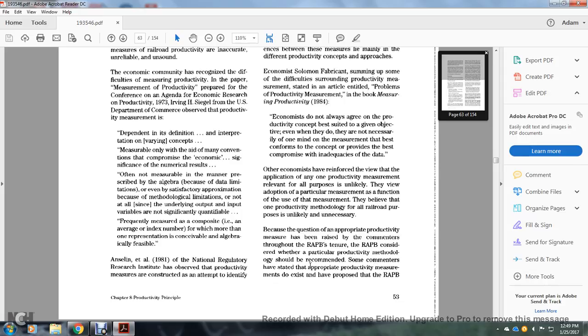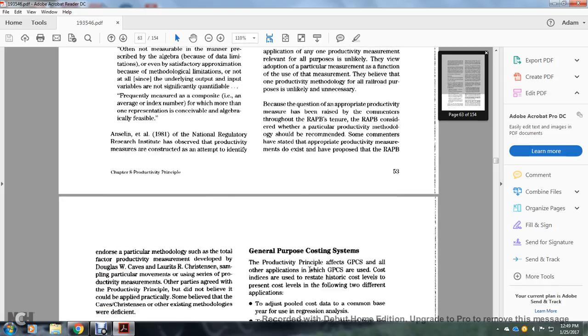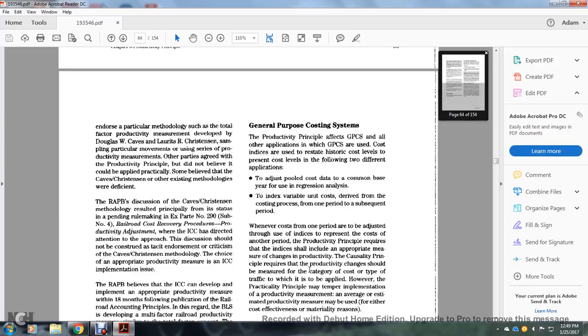Some of the commentators have stated that productivity measurements do exist and have proposed that the Railroad Accounting Principles Board endorse a particular methodology, such as the total factor productivity measurement developed by Douglas W. Caves and Laurits R. Christensen, sampling particular movements and using series productivity measurements.